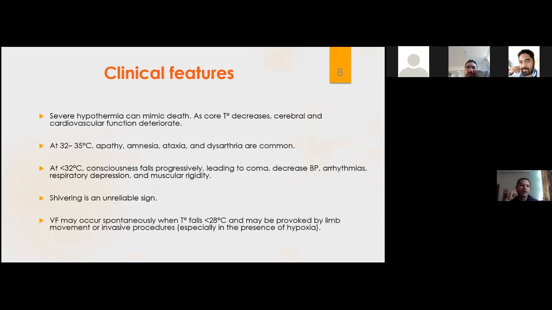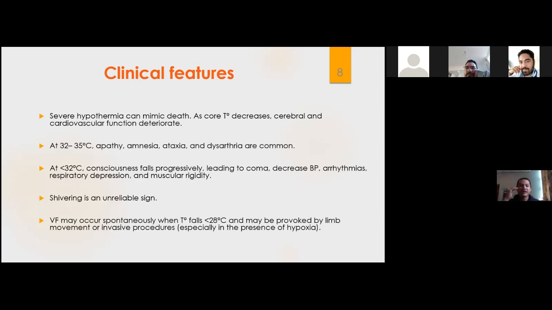In patients with moderate and severe hypothermia, this can mimic death. So when resuscitating and examining this patient, we should take care to feel for the pulse for at least a minute, because in a hypothermic patient it's really hard to get the pulse. We also have to keep in mind that shivering is an unreliable sign. In a patient with hypothermia whose temperature is less than 26 degrees centigrade, VT and VF may occur, and they're very vulnerable to VT and VF.